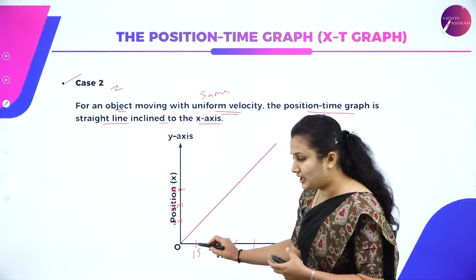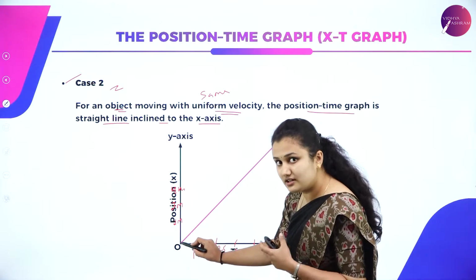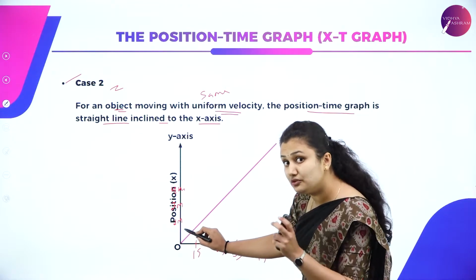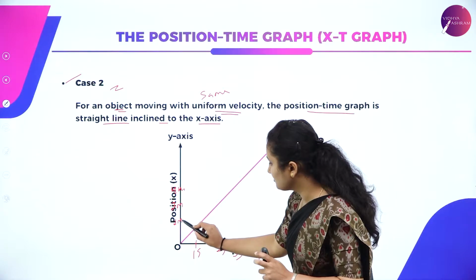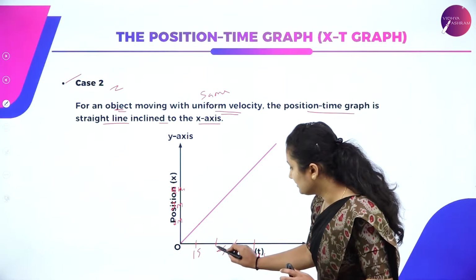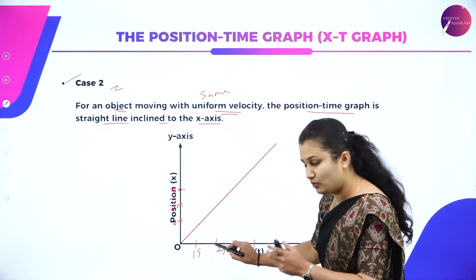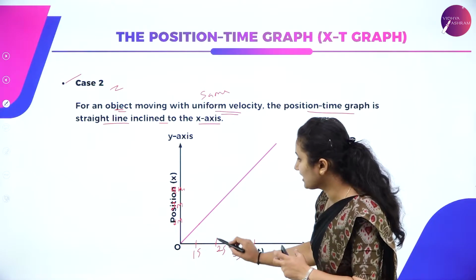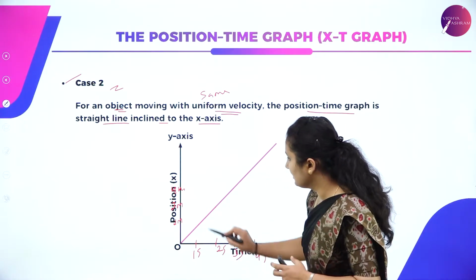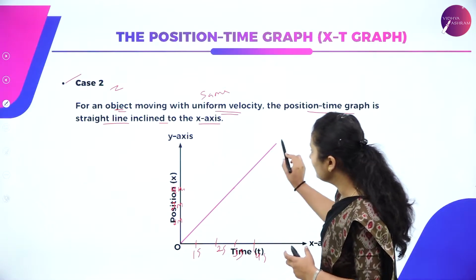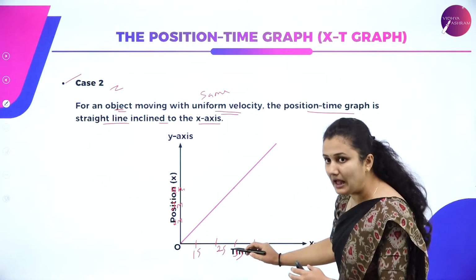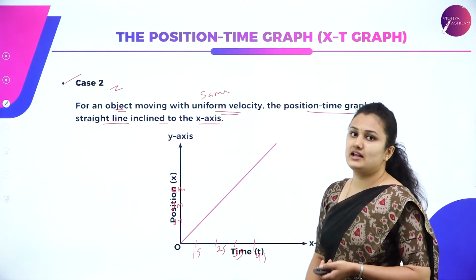For 1 second of time, the body was at rest and now it's moving with a uniform velocity. There is no increase or decrease in velocity. It has moved to this point, and with again increase in time, for 1 plus 1, for the 2 second it has moved 3 meter. Again for 3 second it has moved 4 meter. If you join the line, you are getting a straight line, not parallel but inclined to x-axis.